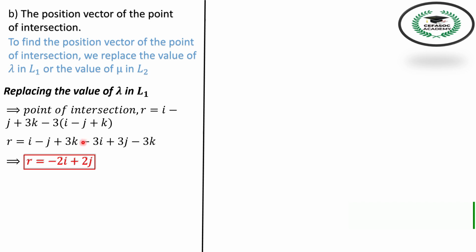Okay, so if you replace the value of mu in L2, you are still going to get this point, to prove that the lines actually intersect at a particular point of intersection, which is negative 2i plus 2j.